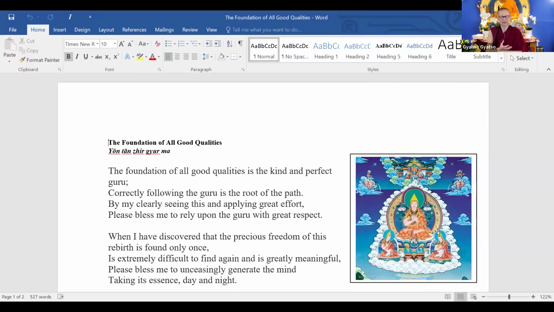So when we reflect now on the topics, something starts to shift a little bit in the mind. Not all the time, sometimes it does, sometimes it doesn't, but we get little insights of that topic. So we're going to recite that verse again, just to remind us, bring us back. The foundation of all good qualities is a kind and perfect guru. Correctly following the guru is the root of the path. By my clearly seeing this and applying great effort, please bless me to rely upon the guru with great respect.